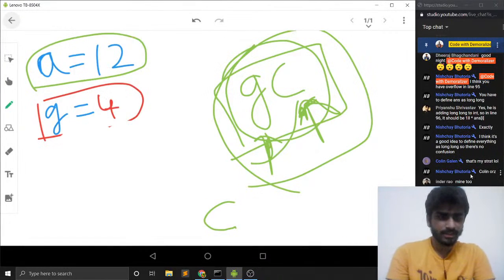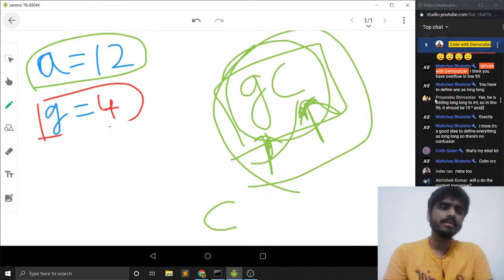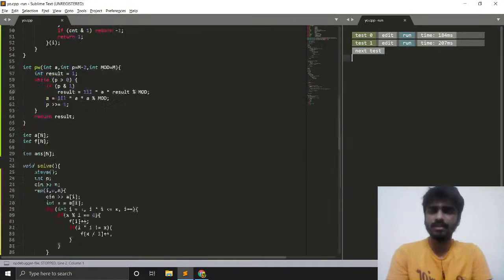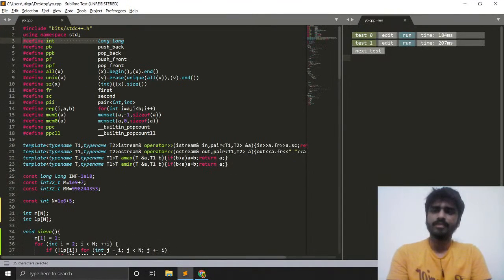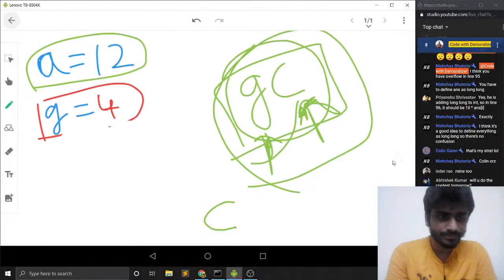Wow, another GCD problem. See, the reason we didn't need long anywhere was that I have defined int long in my code. I have this line, define int long, so everything is long in my code.